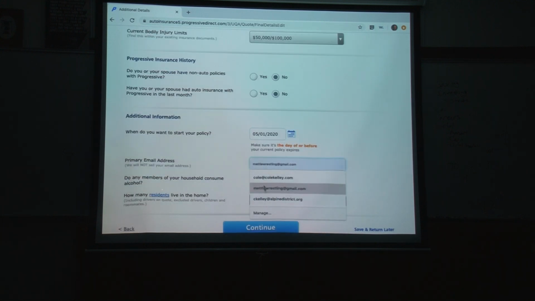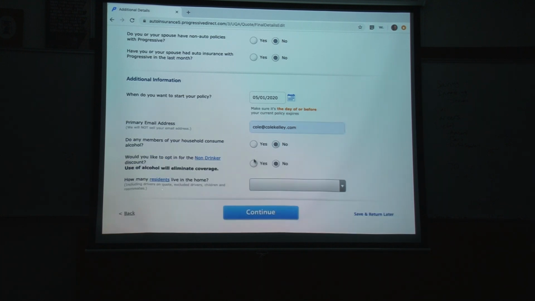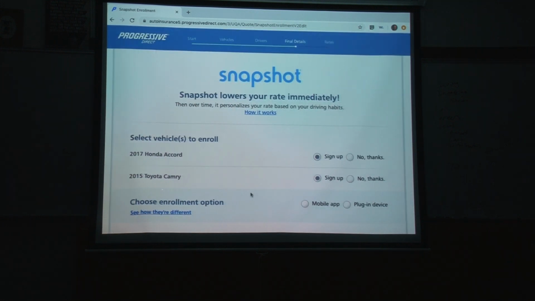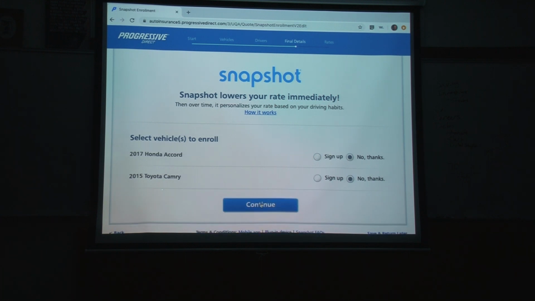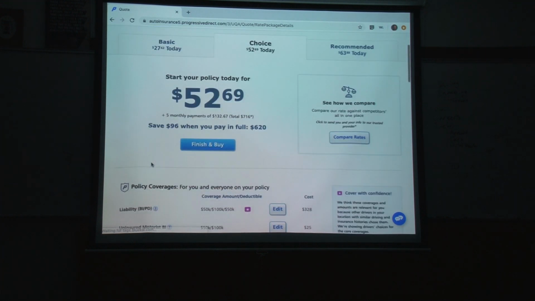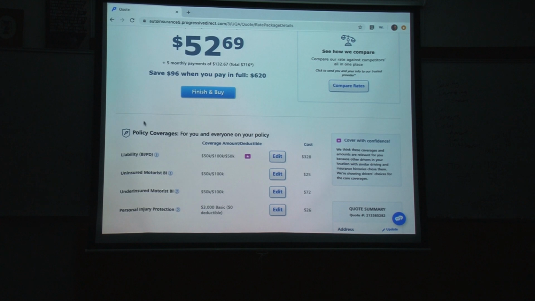This is a spam email address I use. We're saying we don't consume alcohol and we want their discount for that, and we're going to continue. Alright, this is Snapshot. We're not going to sign up for Snapshot. We just want auto for now, but you can bundle. You guys have probably heard commercials about bundling, but bundling basically means you're going to put homeowners together with your auto insurance and stuff, okay?